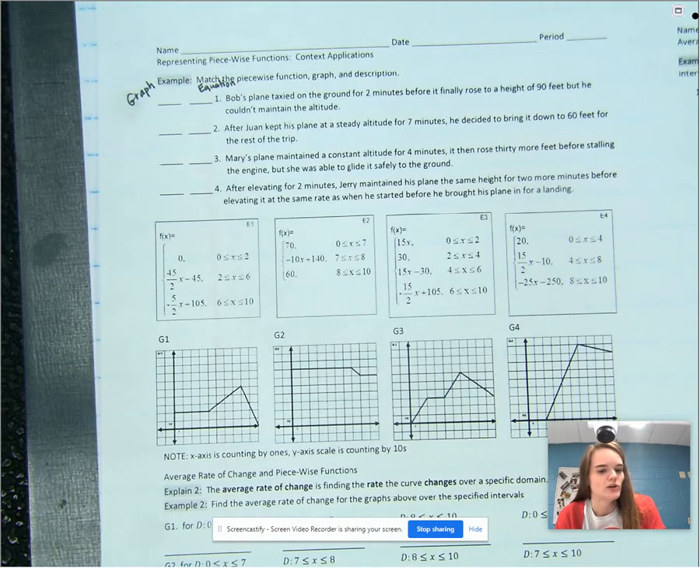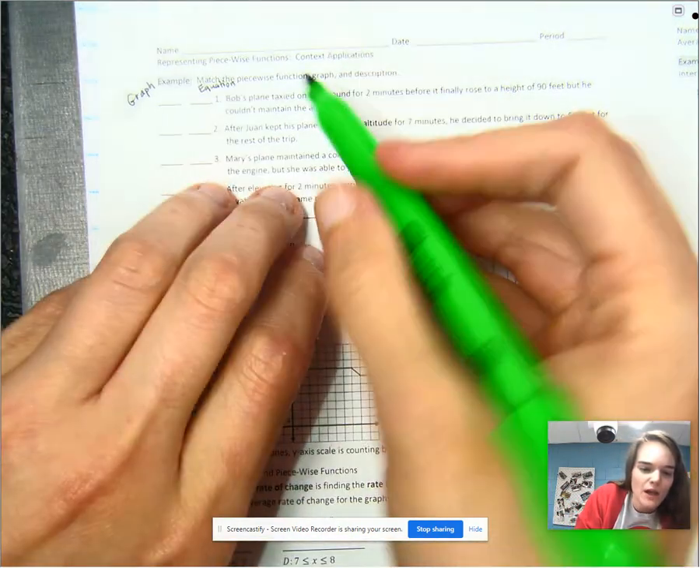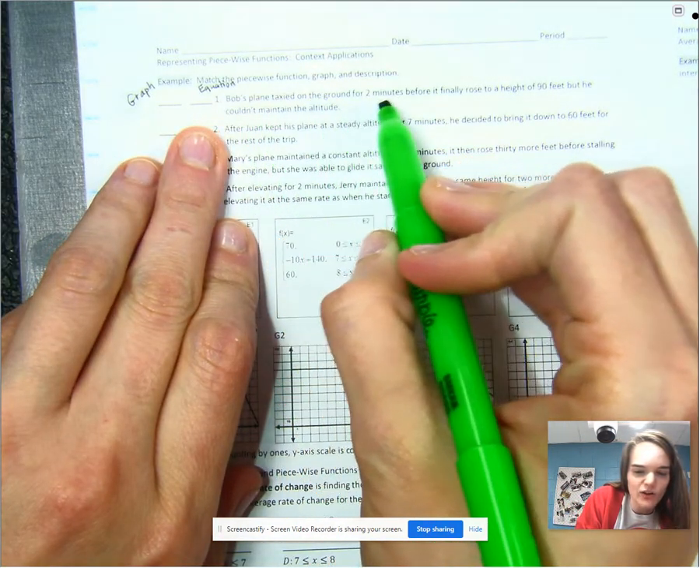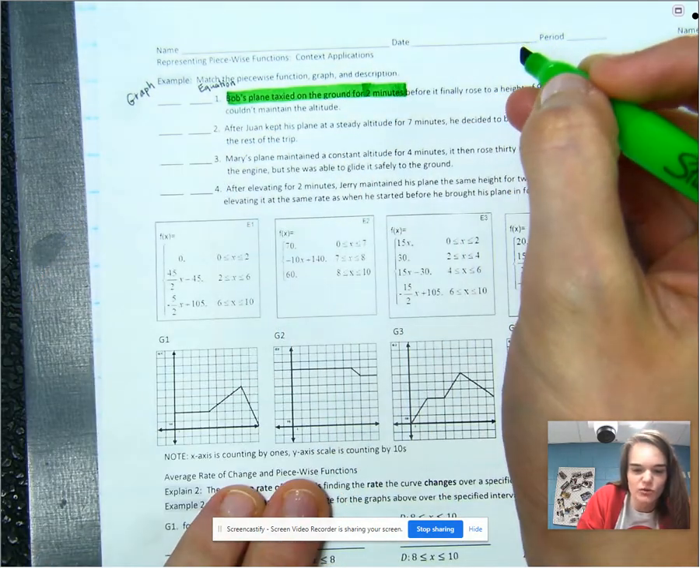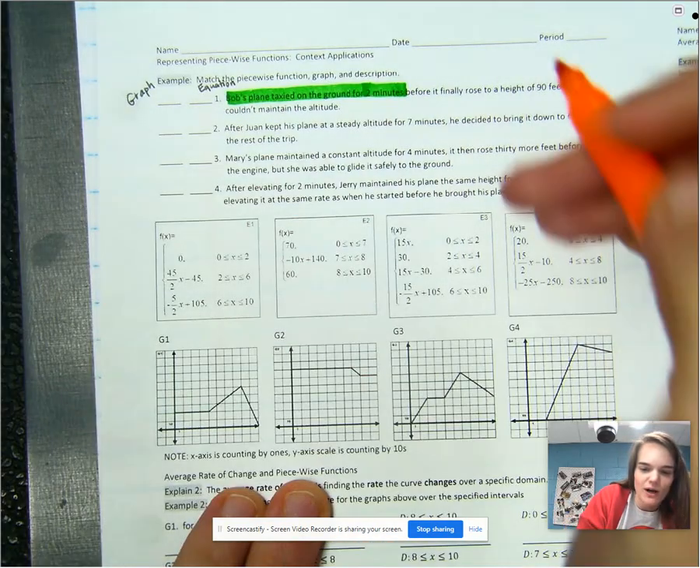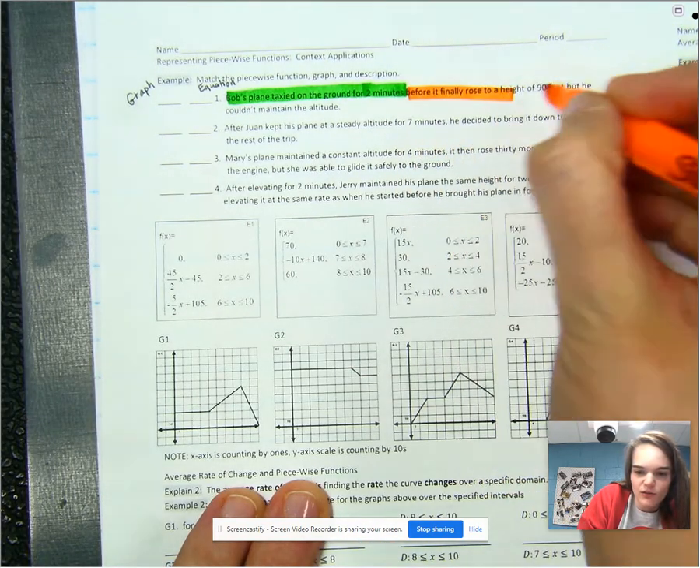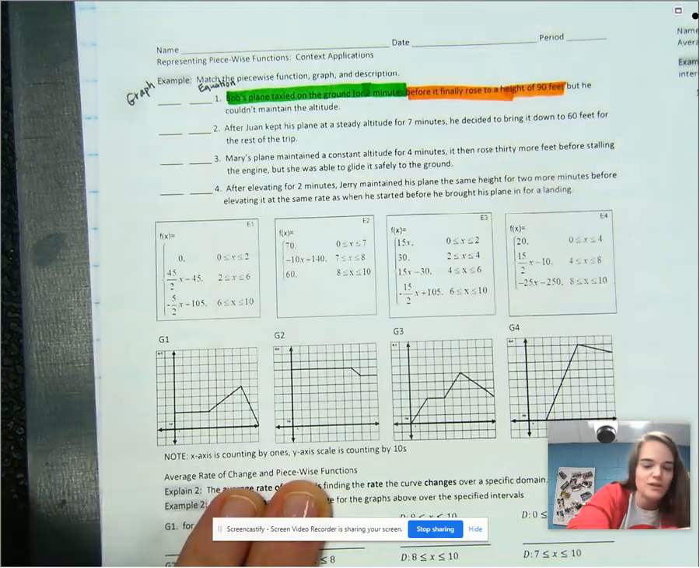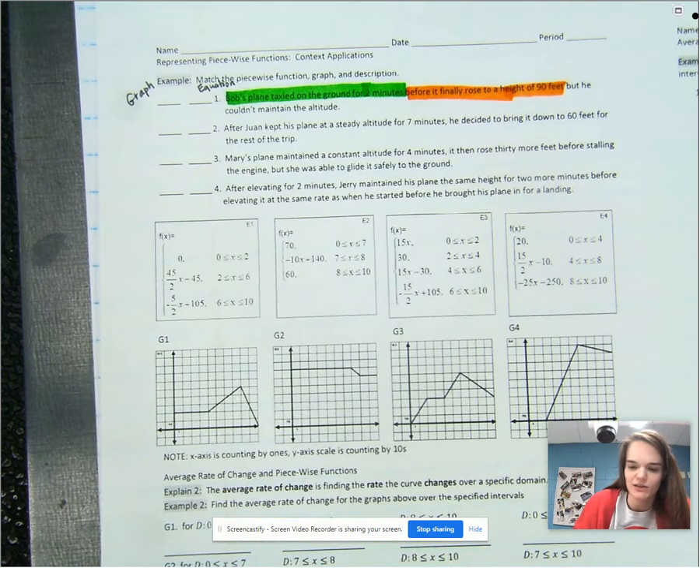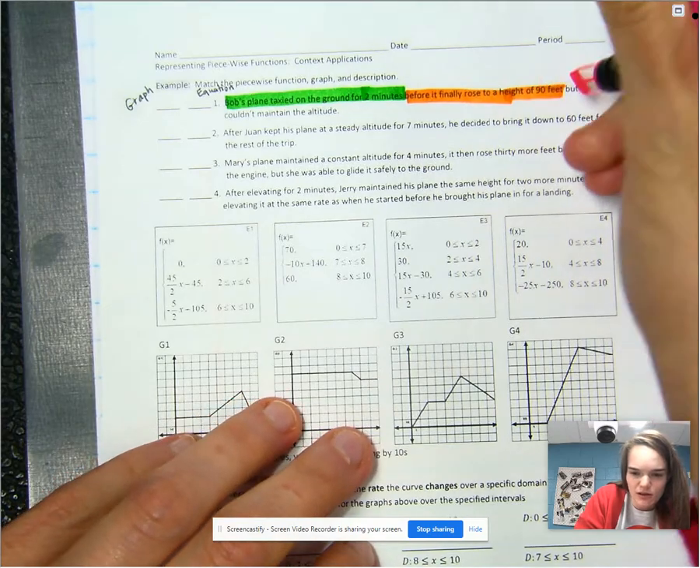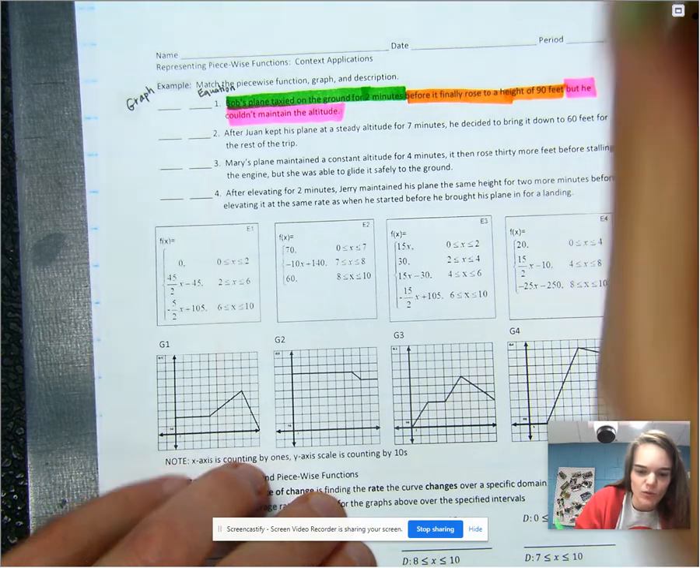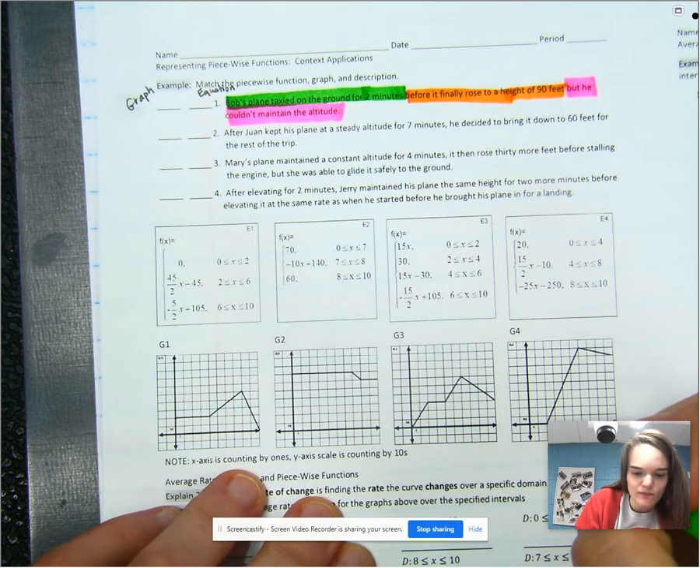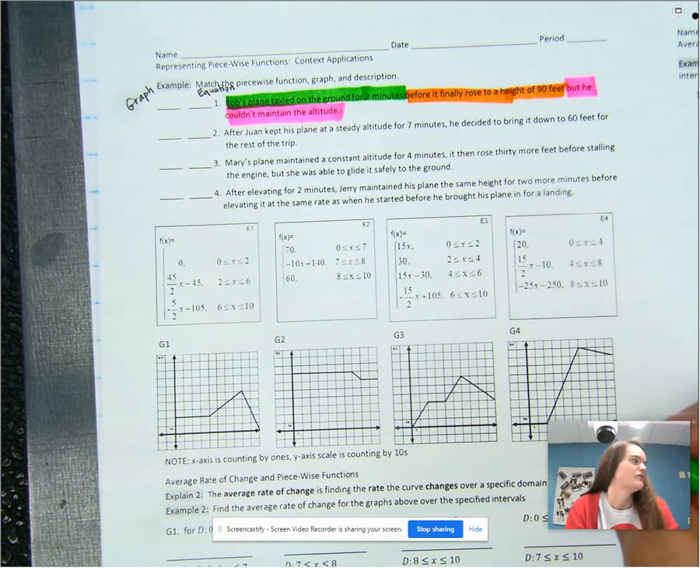So let's start with the first one here, and you're going to need your highlighters. Bob's plane taxied on the ground for 2 minutes. That means it just was on the ground for 2 minutes before it finally rose to a height of 90 feet. So it rose to a height of 90 feet, but he couldn't maintain the altitude. That means it went back down. So we're going to look for a graph in which the plane was on the ground for 2 minutes. It rose to 90 feet, but then it fell down slightly.